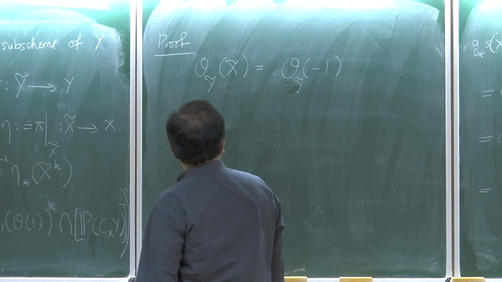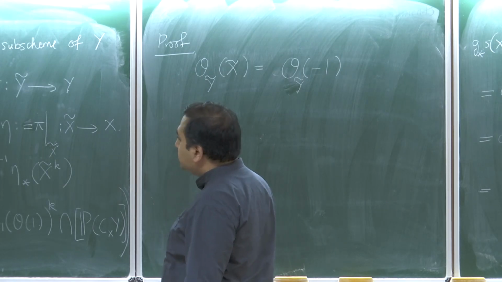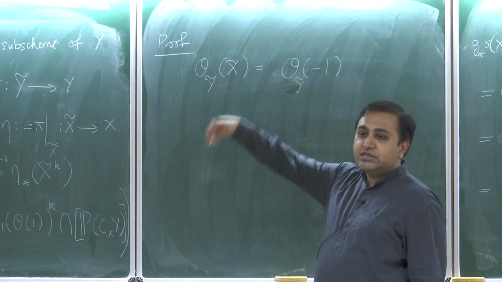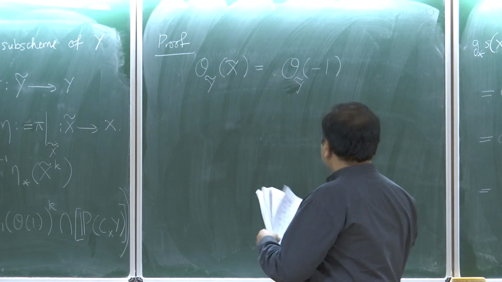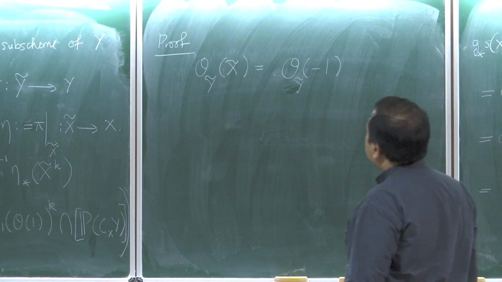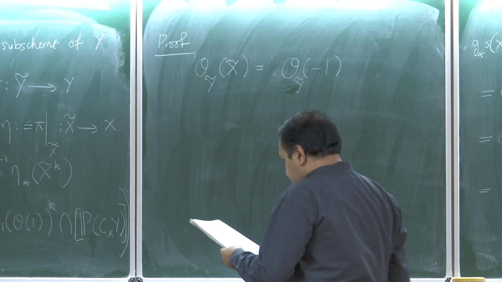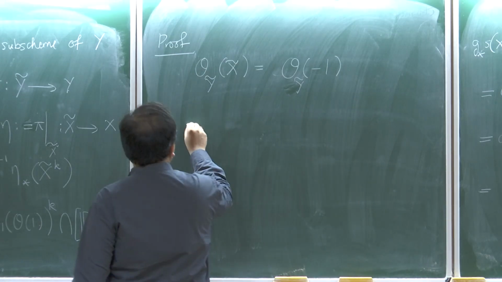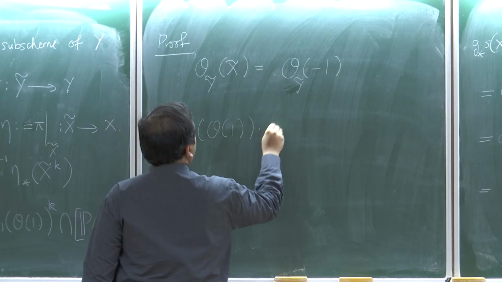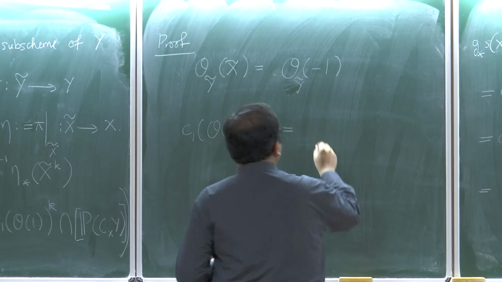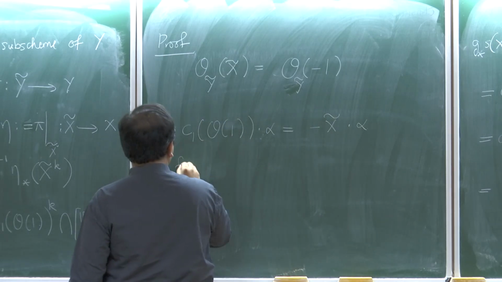So why is that? Because what happens when you blow up is that the ideal that you blew up, upstairs it turns into O1, right? So if the ideal is O1, then O_X tilde is going to be O minus 1, and so c1 of O1 dot alpha is going to be equal to minus x tilde dot alpha for any class alpha.